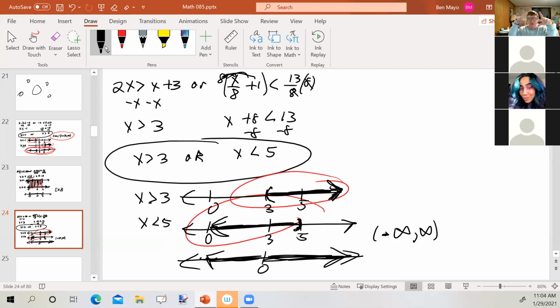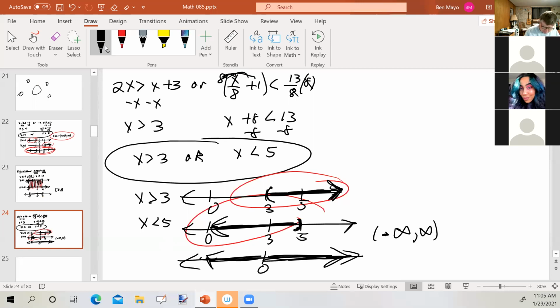Don't put brackets on negative or positive infinity, because that implies that there's a specific number that's called infinity, and there isn't. It's just the idea of going on and on, kind of like I do. Okay? Does that make sense? Yes. All right. Let's see here how we're doing.